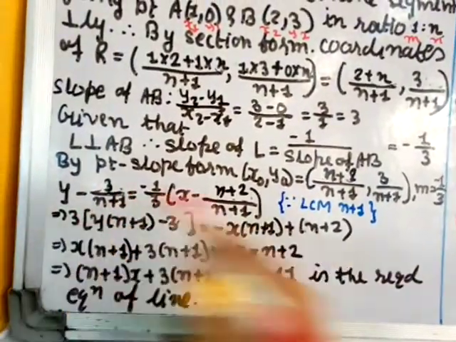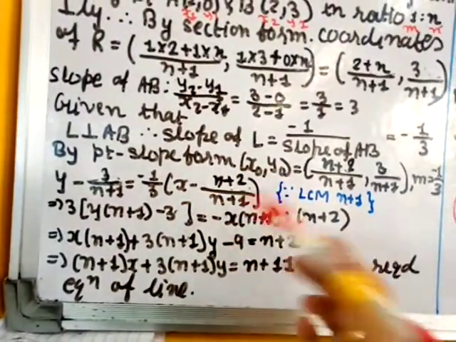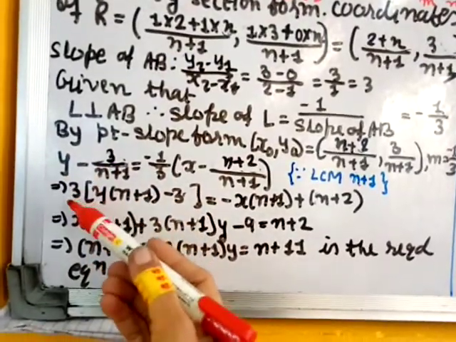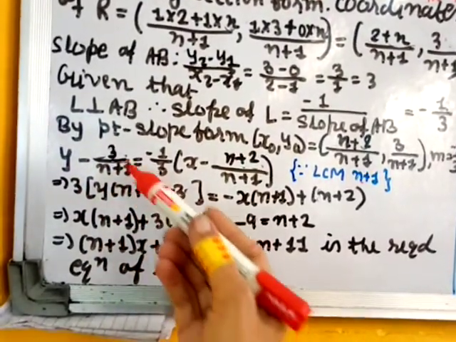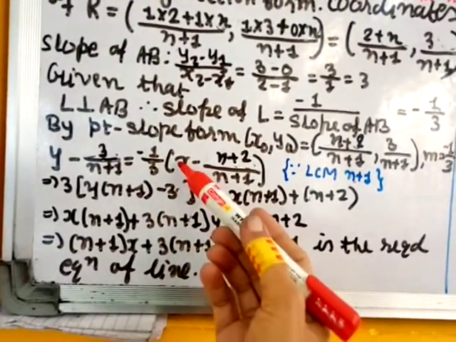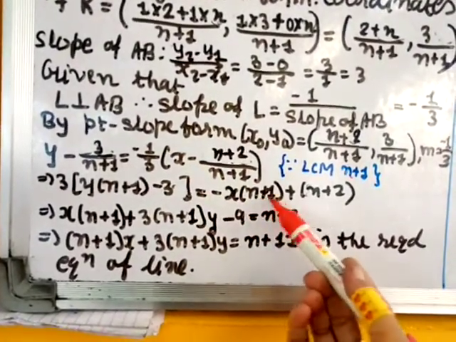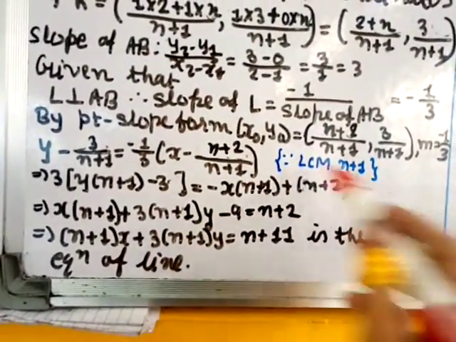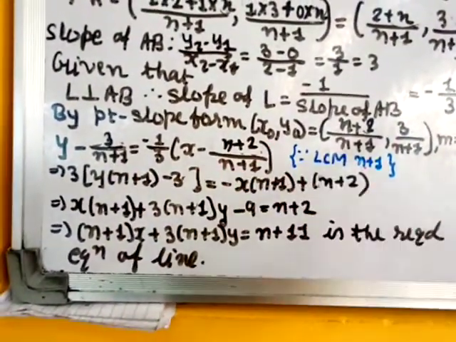Now here the LCM is n plus 1, and here also the LCM is n plus 1. So here you multiply, and this 3 also I am transferring here. So 3 into y into n plus 1 minus 3 equal to, this minus I am multiplying, so x into n plus 1 minus n plus 2. Okay, and see, the LCM on both sides is n plus 1, so they will cancel each other, so I have not written it here.